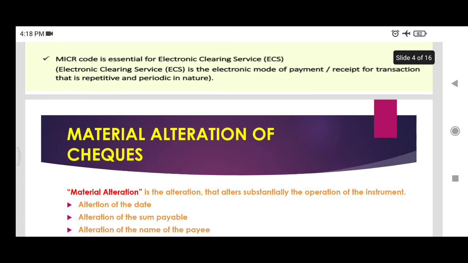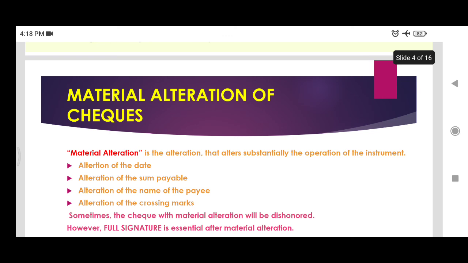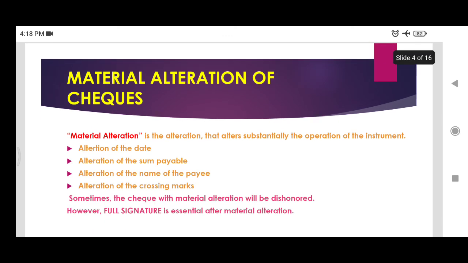Then we'll see what is material alteration in checks. What is material alteration? Whatever you have filled in at the first instance, if afterwards you want to change anything in the check, if you change any date, or the sum payable, or you change the crossing marks, such a kind of alteration we call a material alteration of the check, friends.